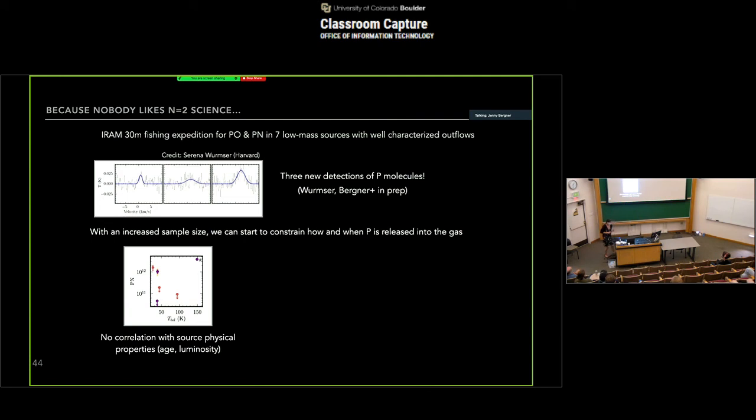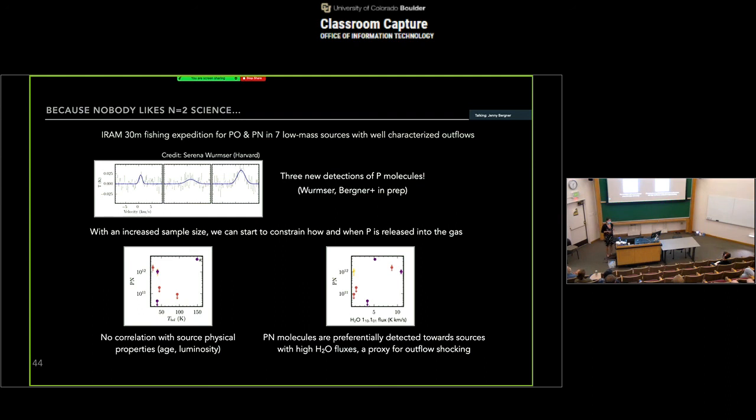Basically, we're finding that there's no correlation in the detection of phosphorus molecules with any source physical properties like the age or the luminosity. So we see PN detected at very early ages and very late ages, so no real trend here.